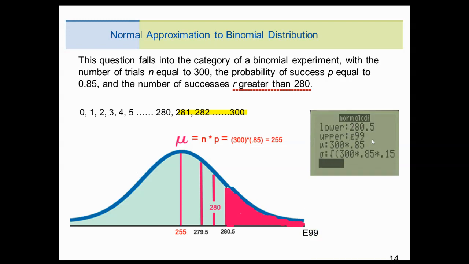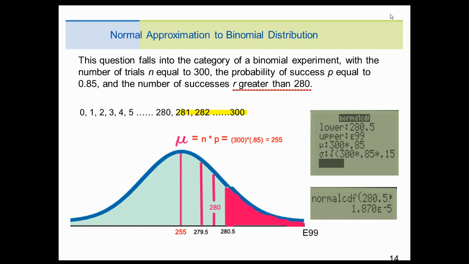All right, notice here, I'm starting at 280.5. My lower bound is 280.5, and my upper is E99. Notice I didn't figure this out. I could have, but the calculator will take the n value 300, n equals 300, times the probability of a success, 0.85. Heaven forbid I do this on my own. Let the calculator do it. Standard deviation, the square root of n times p times q. Well, if p is 0.85, then obviously q is 1 minus 0.85, 0.15. That's not a big deal here.